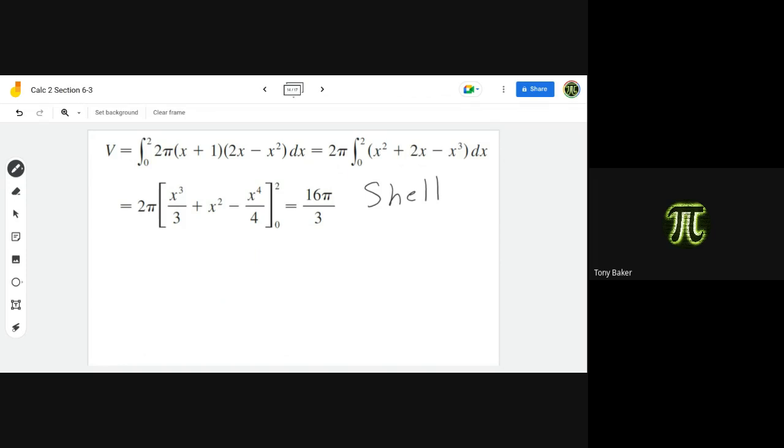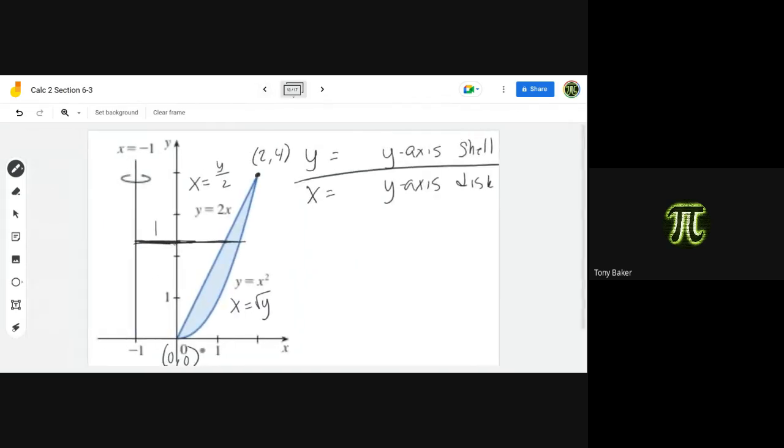Wait. I copied the right one. Yes, I did. 2 squared. Why is it called? So that's the shell. Why is it 0 to 2? Because the x is 0 to 2. Oh. Because I didn't put the y. That's why.